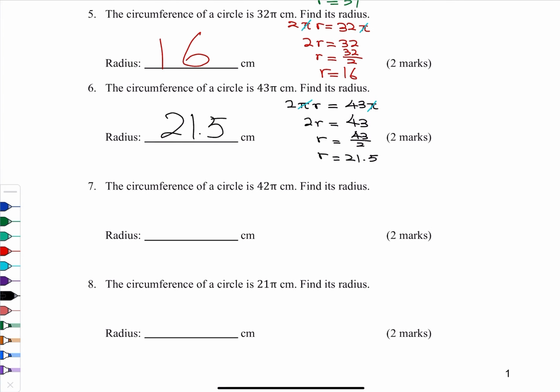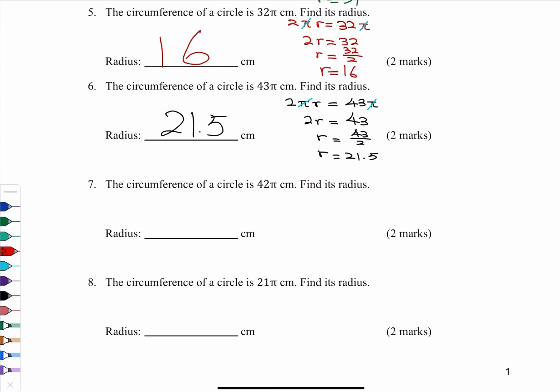Continue. So you're given the circumference 2 pi r is 42 pi. Pi on each side, so cancel out. You are left with 2r equals 42. And then r is multiplied by 2 here. So if you go to the other side, it will be divided.